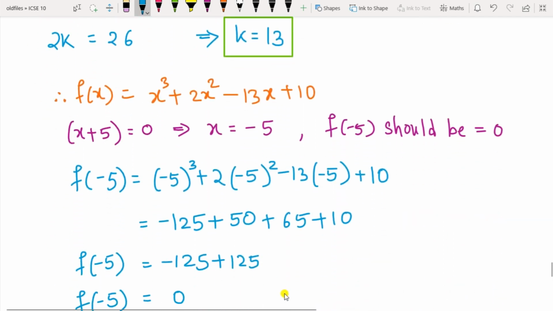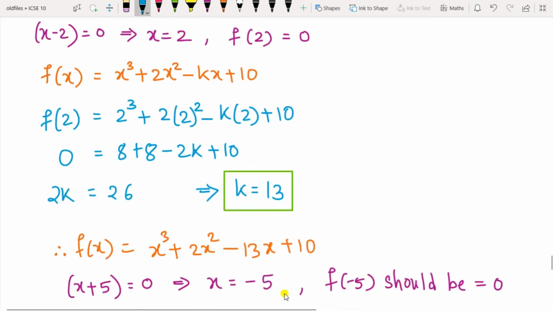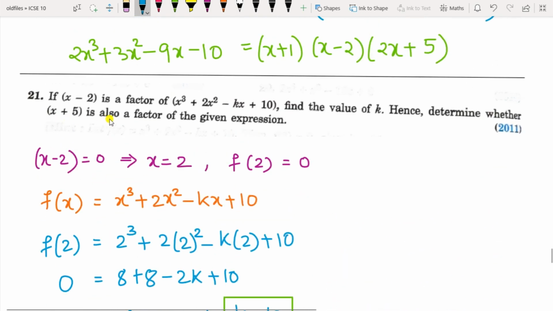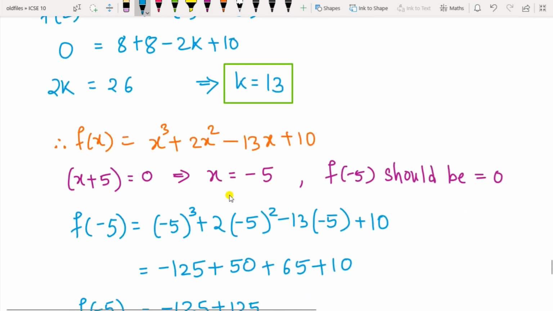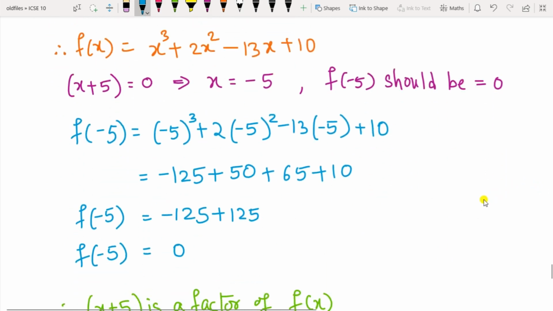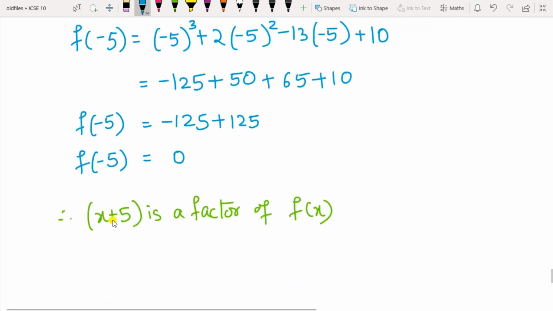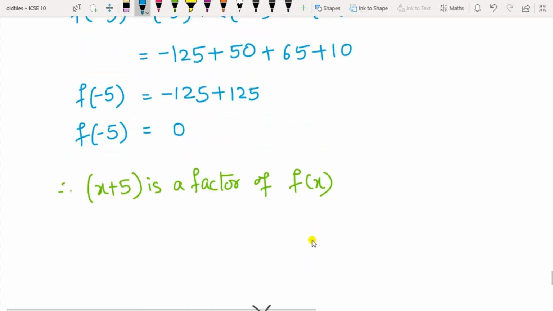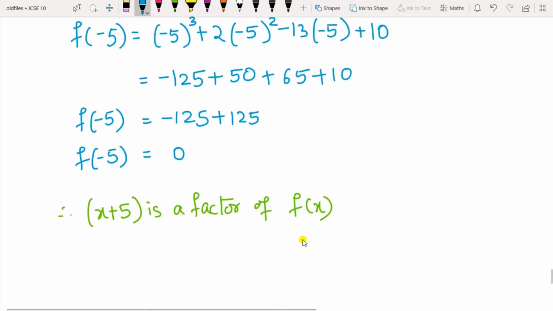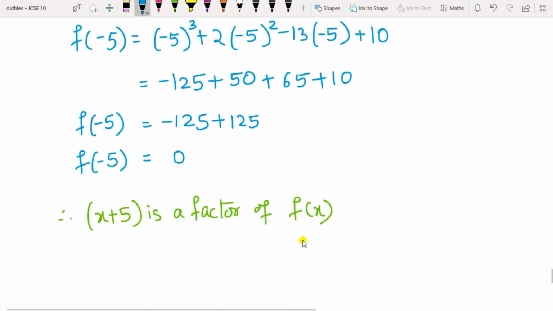Now consider the same equation, and x plus 5 should also be the factor. Is it a factor or not, that we have to prove. So if it is a factor, then f of minus 5 should be equal to 0. So you have to prove that f of minus 5 equal to 0. Substitute x as minus 5 and solve it. You get f of minus 5 equal to 0, and therefore x plus 5 is also a factor of the given polynomial fx. So these were some of the questions from exercise 8b.